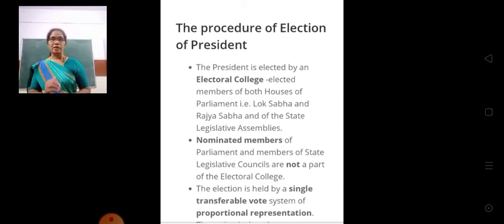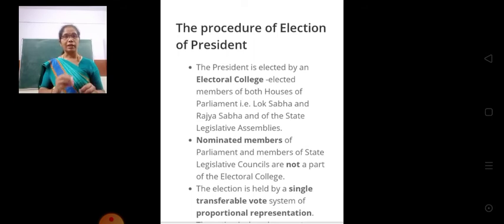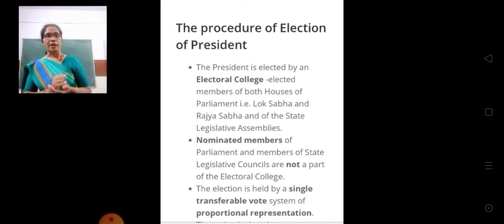Now the term of office of the president. The president's normal term of office is 5 years, and he can be re-elected for a second term.